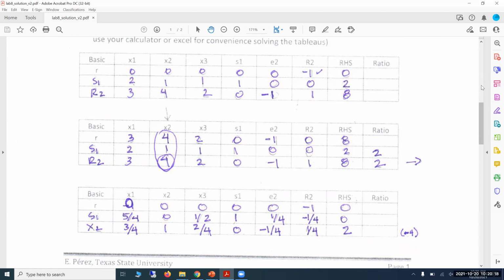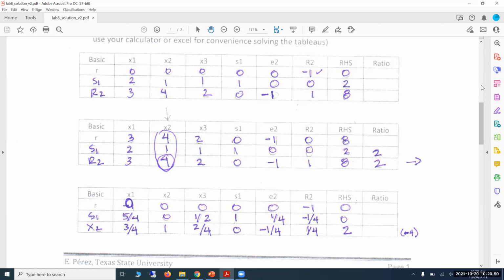Yeah, at this point, I wanted to highlight the second table. Let me turn on the other screen. Okay. So the second table here, when you do the minimum ratio test, you see that the ratio is the same. So you have to make a decision, which one are you going to take out of the tableau.